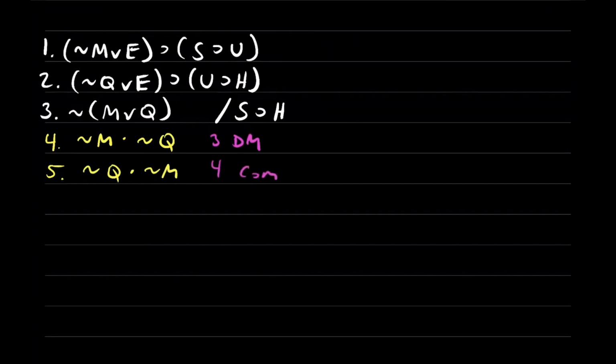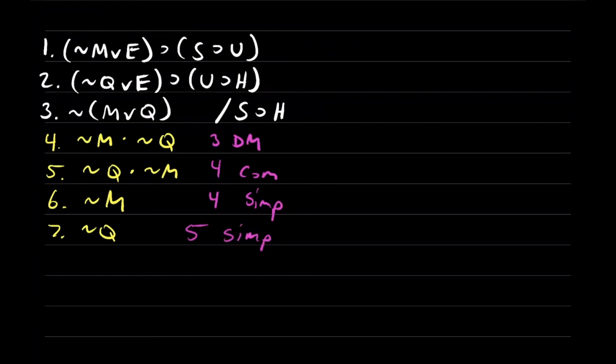And now I can simplify and get not M on its own line from line 4, by simplification. And on line 7, I could get not Q, and that would follow from line 5 by simplification.